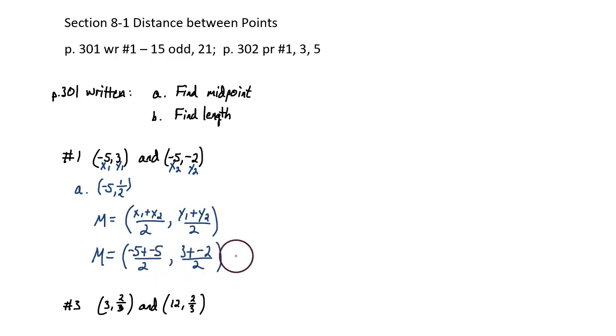When you figure this out, -5 plus -5 is -10, and -10 divided by 2 is -5. For your y-coordinates, 3 plus -2 makes 1, and 1 divided by 2 makes 1/2. Notice this is the same answer that I got earlier. It's just that I had done that averaging in my head, and I encourage you to do that if you're able to. Now for part B, we're asked to find the length between this dot and this dot if you graphed it on a grid.